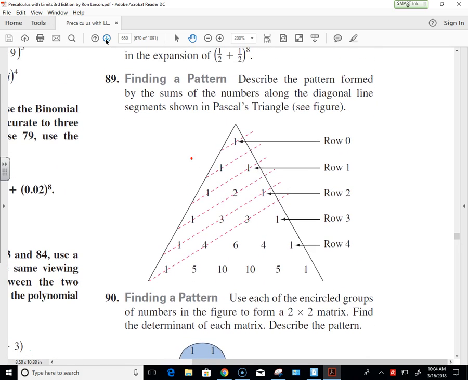Ooh, hey, look. Describe the pattern formed by the sums of the numbers along the diagonal line segments shown in Pascal's triangle. This is just trying to introduce you to the fact that there are a lot more patterns than just what you see. But anyway, what happened when you added along the diagonals?